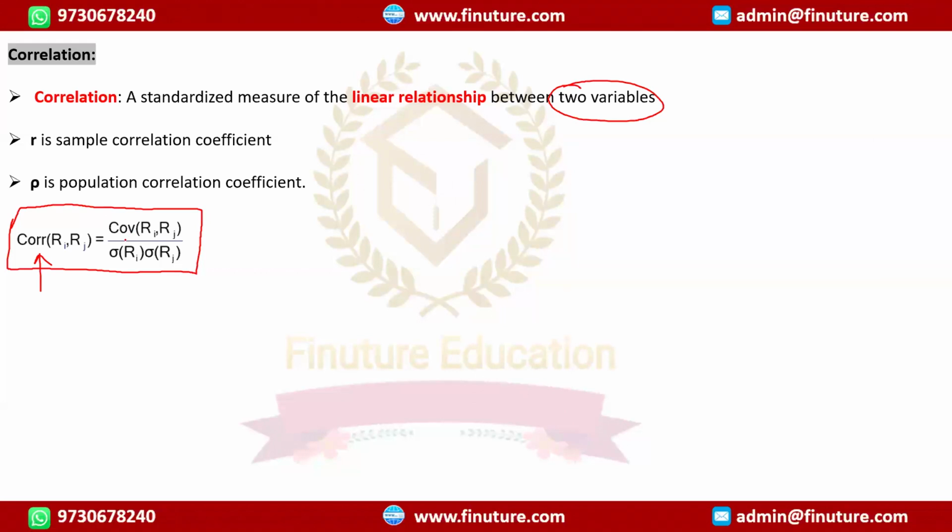The formula for correlation is the covariance between x and y divided by the standard deviations. Let me write it: correlation between x and y is usually written as rho xy, equal to covariance of xy divided by sigma x, sigma y.